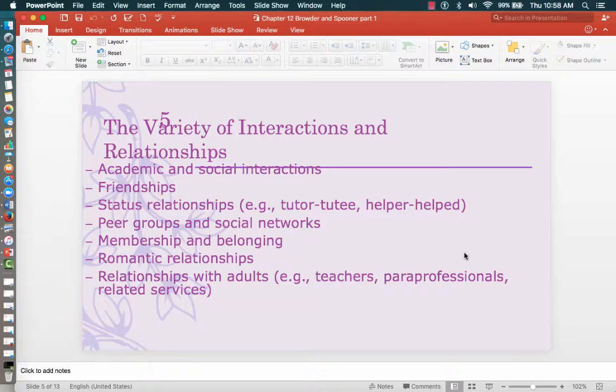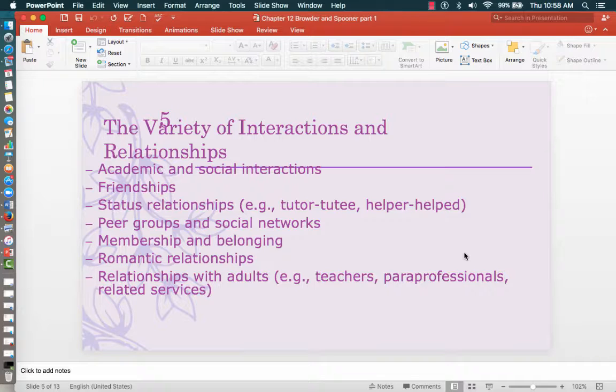Okay, so what kinds of interactions do they have? There's academic and social interactions. What do we have in common in our classroom? How are you doing that history project? Can I borrow your lit notes? So there are different types of academic interactions. Then there's friendships, things that you just have in common with people.